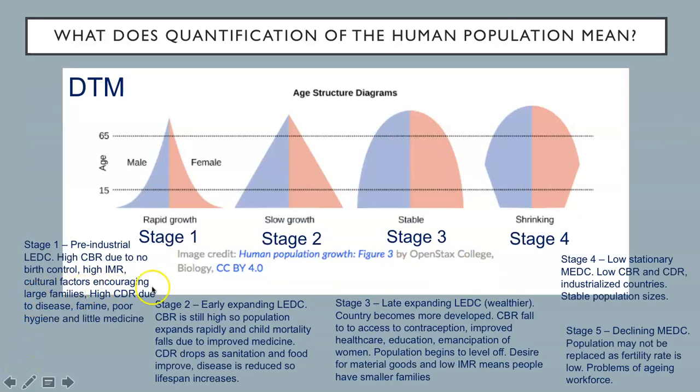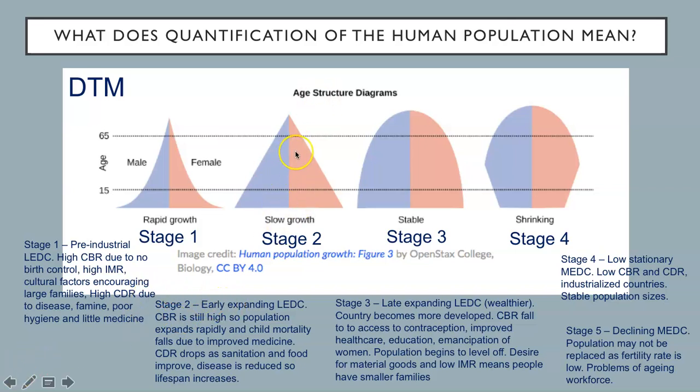Here are the stages of pre-industrial countries to more developed countries as outlined in the context of the demographic transition model. So stage 1, pre-industrial lower economically developed countries with high crude birth rate due to no birth control, high infant mortality rate, cultural factors encouraging large families, high death rate due to disease, famine, poor hygiene, and little medicine.